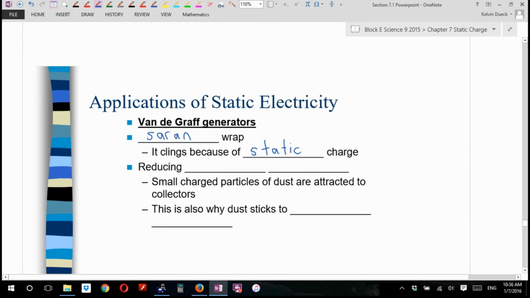Another application, reducing air pollution. Small charged particles of dust are attracted to collectors. You just take a metal plate. In fact, you may have an air purifier in your house. If you take it apart and look close, some of them use a filter, but some of them, to remove dust, just have a charged metal plate. And the charged pieces of dust will be attracted to it, and it pulls dust out of the air.